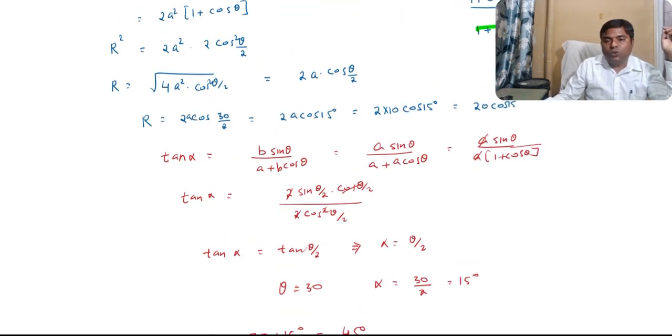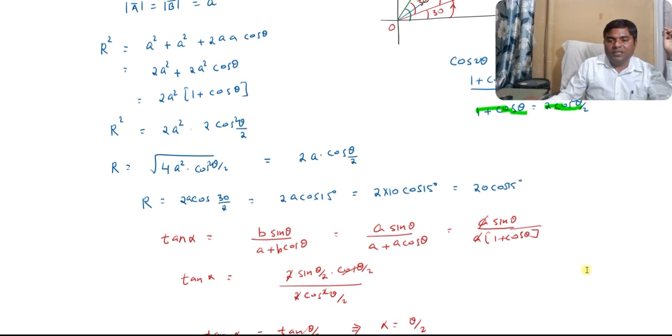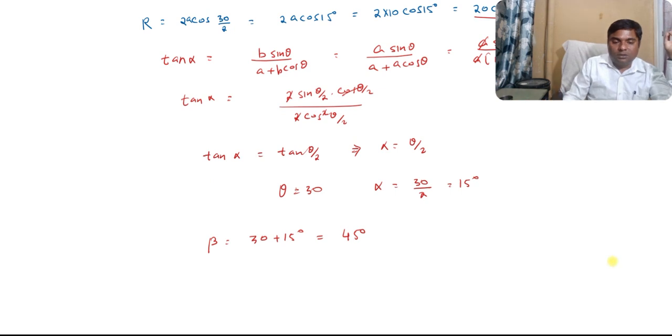Hence, the magnitude of the resultant is 20 cos 15 degrees, and it makes an angle of 45 degrees with the positive direction of the x-axis. I hope you understand all the concepts and all the calculations here.